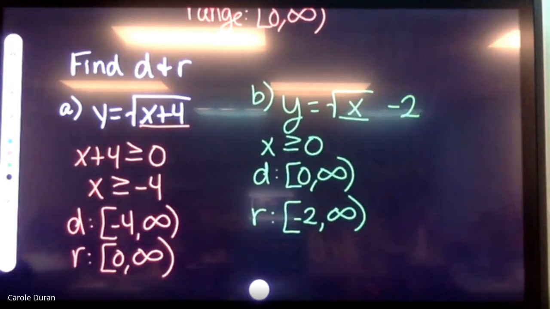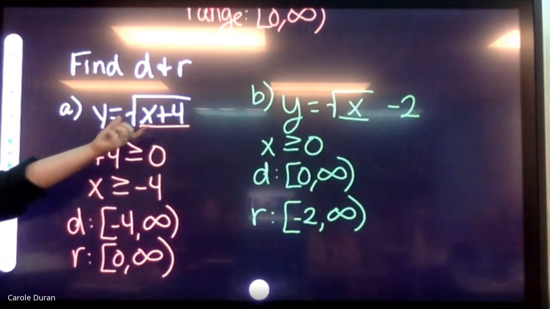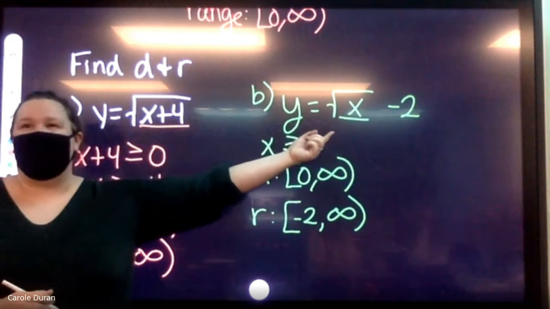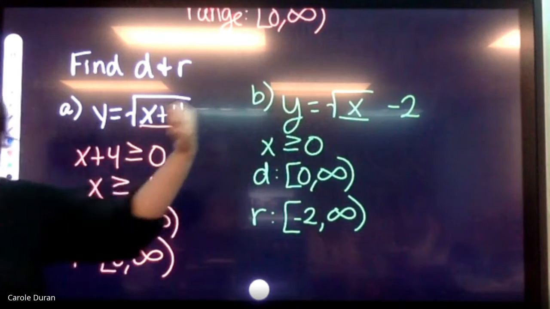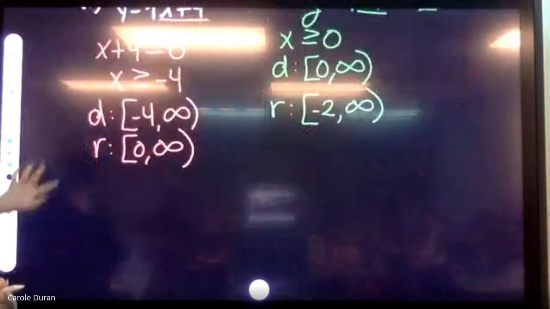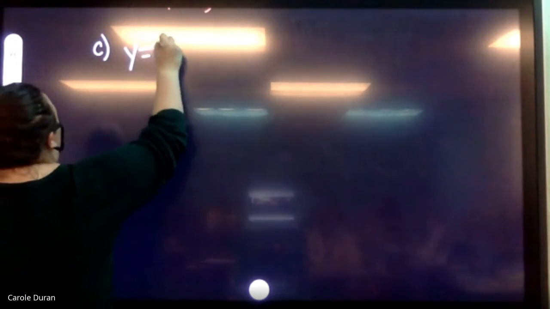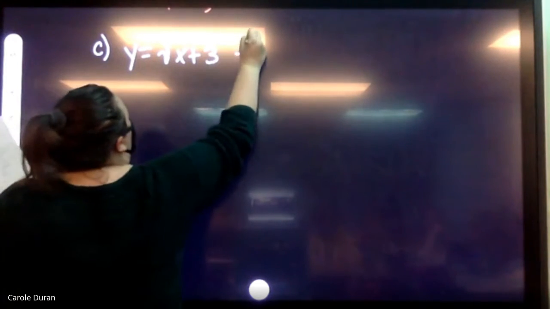Are we kind of seeing what's happening here? If we add or subtract a number inside of the radical, it changes my domain. If we add or subtract a number outside of the radical, it changes my range. Okay, so let's go ahead and do another one for super fun practice. Homework? No, we haven't even graphed yet. So I get y equals the square root of x plus 3, minus 1.